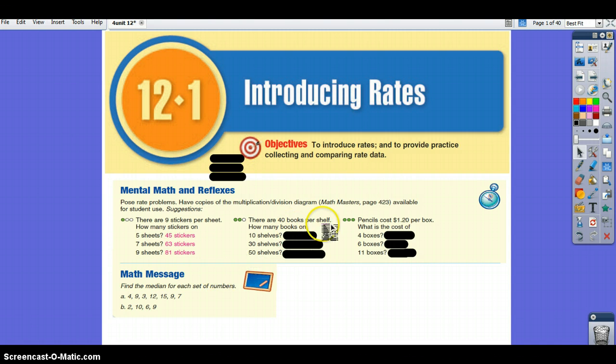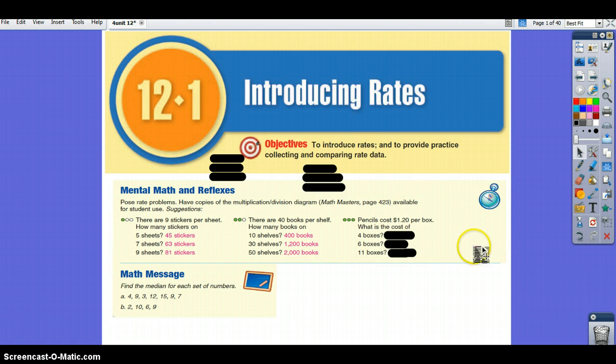If there are 40 books on a shelf, how many books would be on 10 shelves? Well, 40 times 10 would be 400. 40 times 30 would be 1200, because 4 times 3 is 12 plus 2 zeros. And 40 times 50 would be 2000.